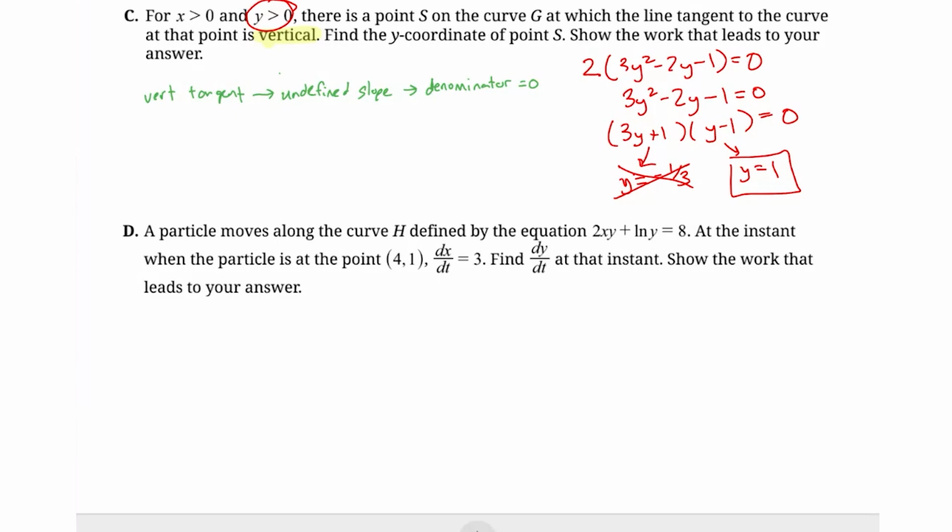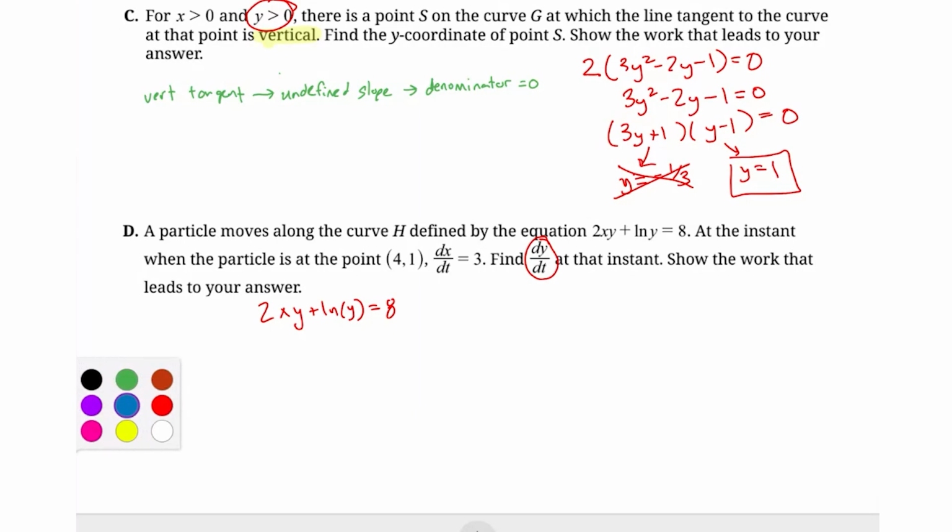So let's start with the equation that we're given here. 2xy plus natural log of y equals 8. And we want to differentiate this with respect to t because we're trying to find dy/dt. The only way we're going to get a dy/dt out of this is if we differentiate with respect to time. So let's go ahead and do that.